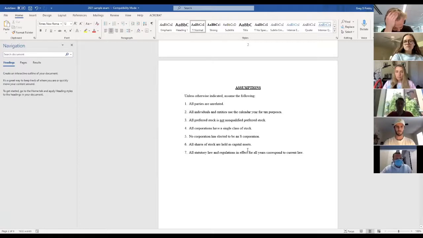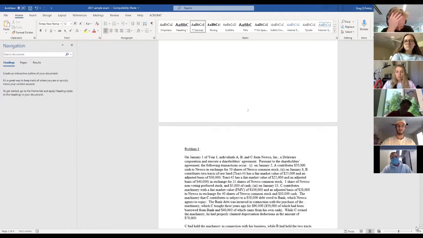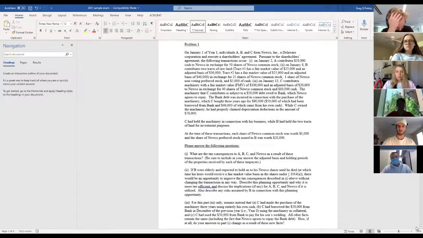And obviously elections can make a big deal. But again, even though there's no election made under the background here, in a particular problem, it might say an S election is made. So these are the sort of default assumptions. And then we go into the problems, and we've got problem one.